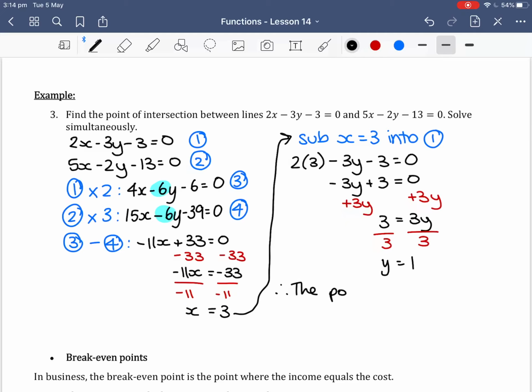So therefore, the point of intersection is the point (3, 1).